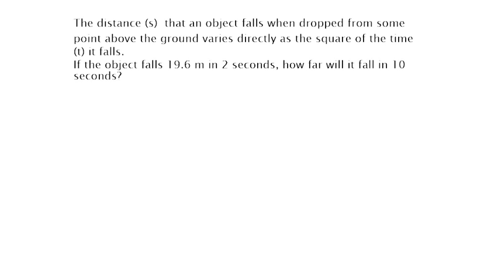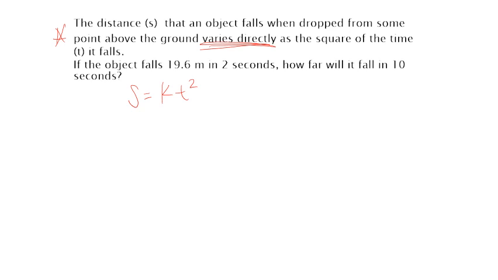So the distance S that an object falls when dropped from some point above the ground varies directly as the square of the time t it falls. If the object falls 19.6 meters in 2 seconds, how far will it fall in 10 seconds? Whew, that's a lot. Okay, let's go back up to this first part here, because this is what tells us about our equation. So S varies directly, so that'd be K times the square of the time it falls, T squared.